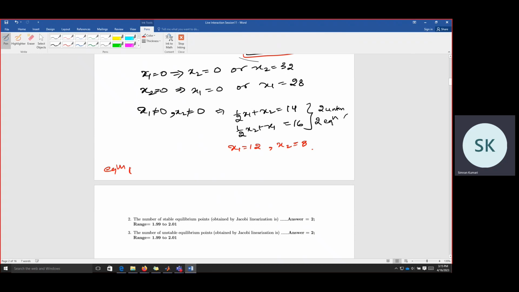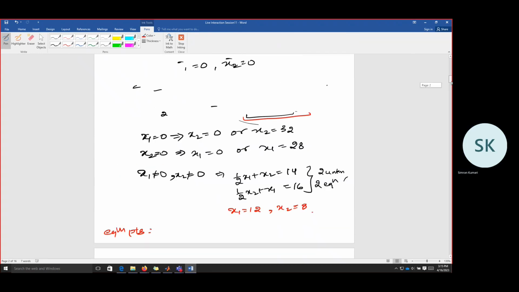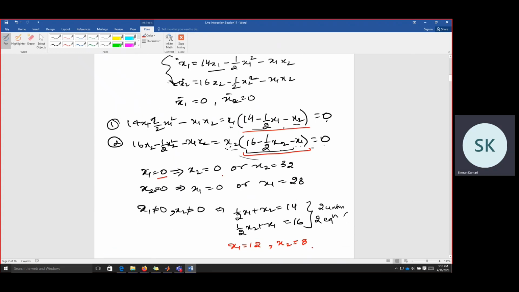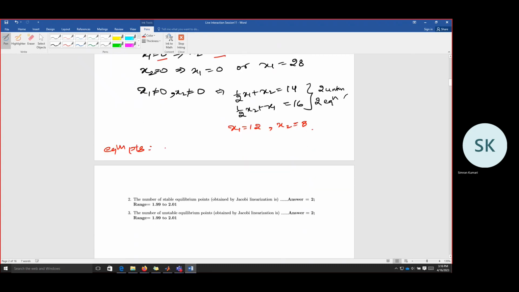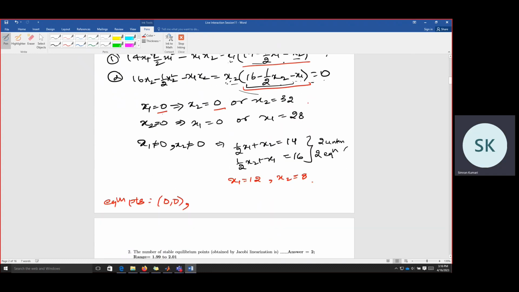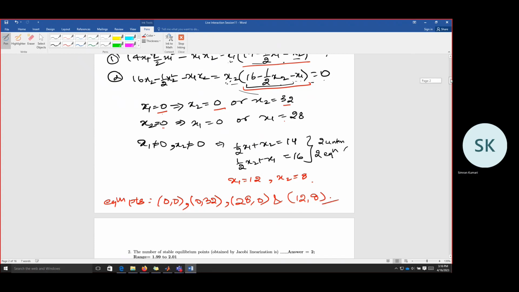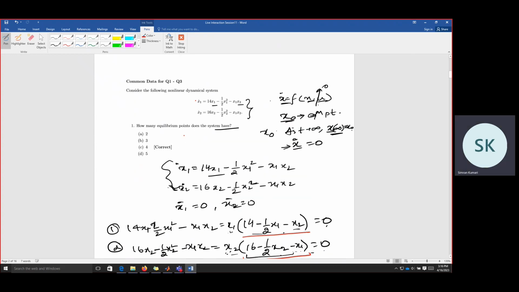So what are the equilibrium points? We have x1 equal to 0 and x2 equal to 0, so this is (0, 0). Apart from this, we have x1 equal to 0 and x2 equal to 32, so this is (0, 32). Then we have x2 equal to 0 and x1 equal to 28, so this is (28, 0). And the last one is (12, 8). So how many equilibrium points does this nonlinear system have? This system has 4 equilibrium points.